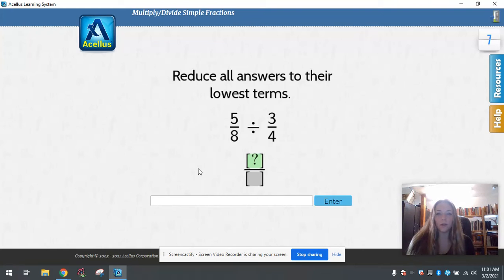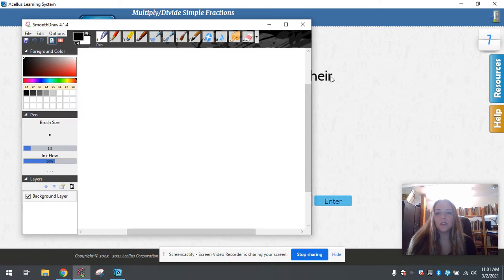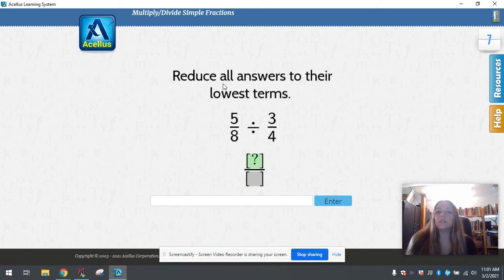All right, today we are multiplying and dividing fractions. This is actually, I think, easier than adding or subtracting them. Our first problem says reduce all answers to their lowest terms. So after we have done the division, we're always going to remember to reduce.